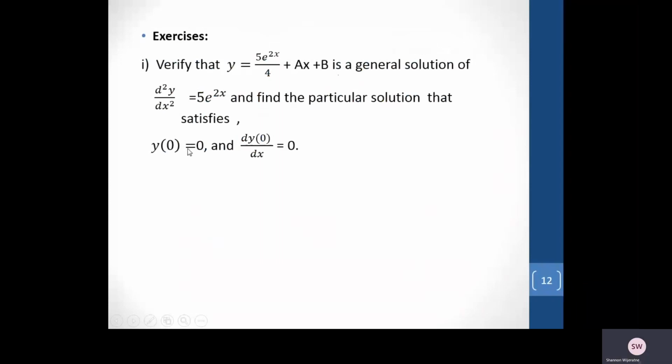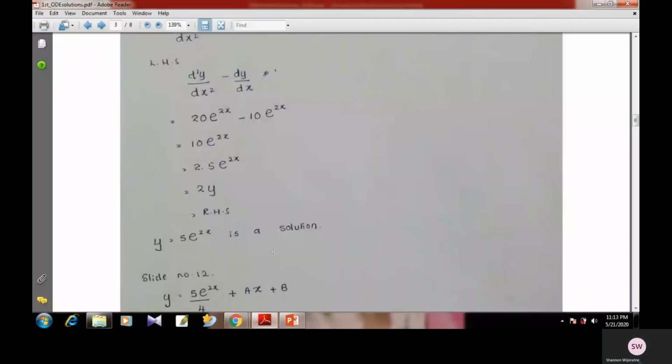So what are the conditions? The first gives you the y value: y is equal to 0 when x is equal to 0. The second condition is that the first derivative is equal to 0 when x is equal to 0. We need two conditions because we have two unknown constants in this solution. So let's see how to find this particular solution, and first we need to do the verification part.